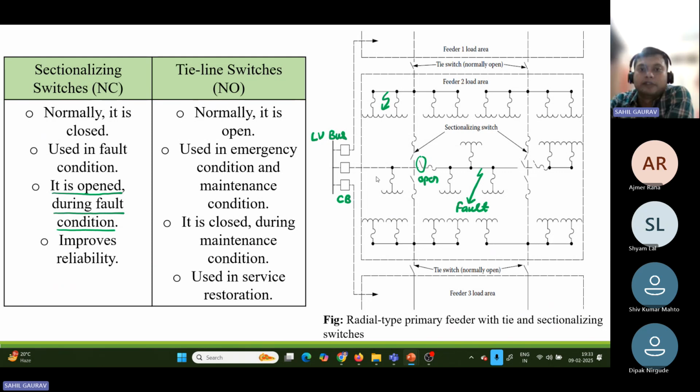When there is some problem in your primary feeder, suppose this feeder 2 load area is taking power from primary feeder 2, and there is some maintenance happening in this area, you can take power from the feeder 1 area or the feeder 3 area. And sectionalizing switches are used in the fault condition, and they are of the normally closed type. So these are sectionalizing switches and these are tie line switches.